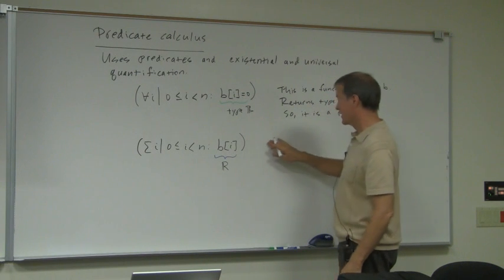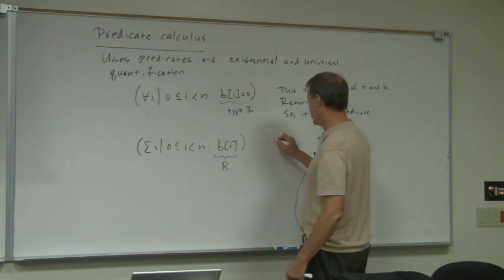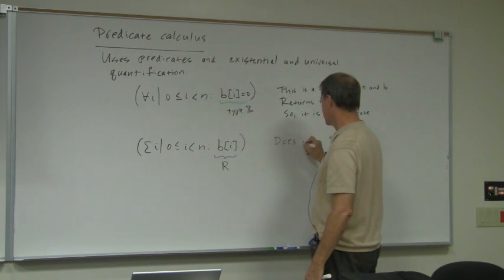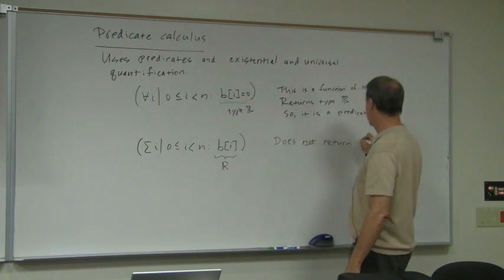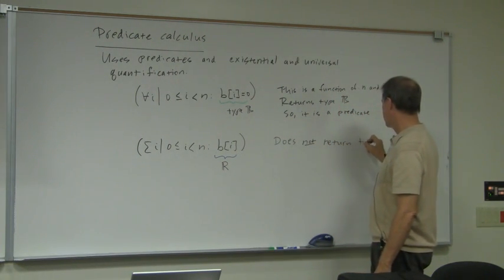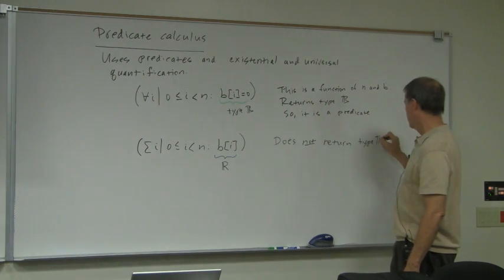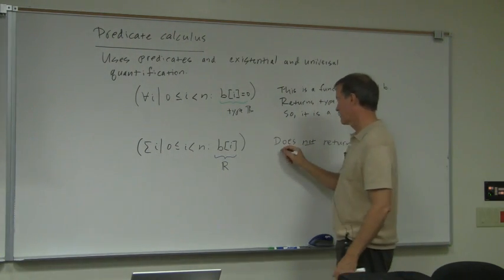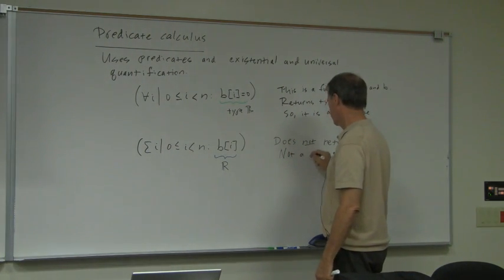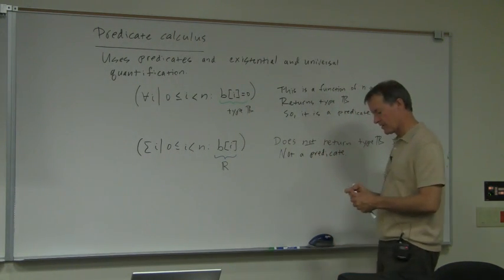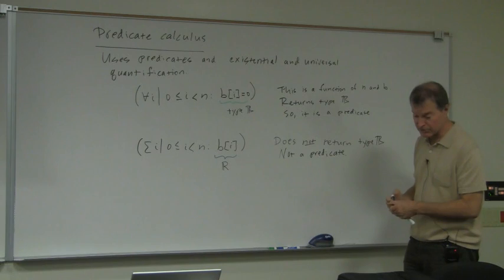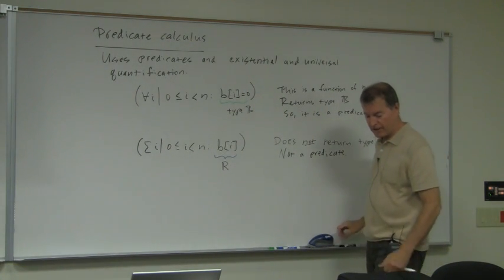So, does it return type Boolean? No. So this one is not a predicate, because a predicate is a function that returns type Boolean, and this does not return type Boolean, right?